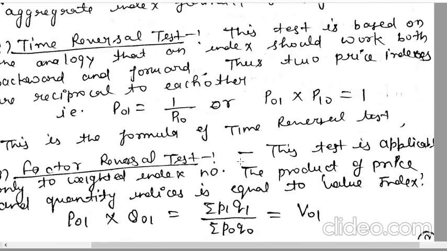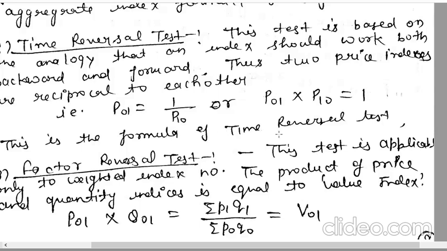Now, second one is time reversal test. So this test is based on the analogy that an index should work both backward and forward. That means from the base year and from the current year. Thus, two price indices are reciprocal to each other. That means P01 is equal to 1 upon P10. That means 0 to 1, base year to current year, is the reciprocal of the current year to base year, or P01 into P10 is always 1.